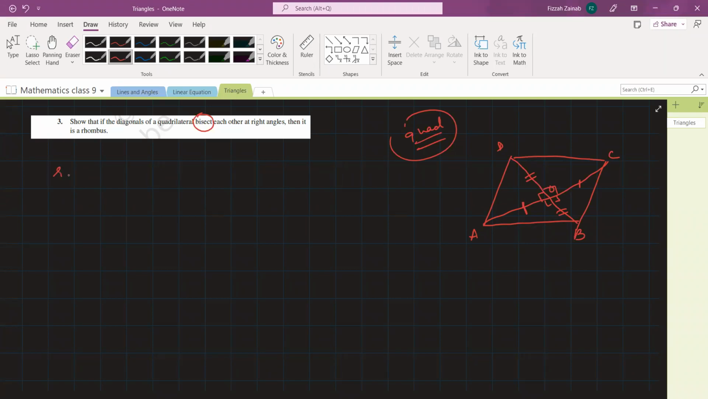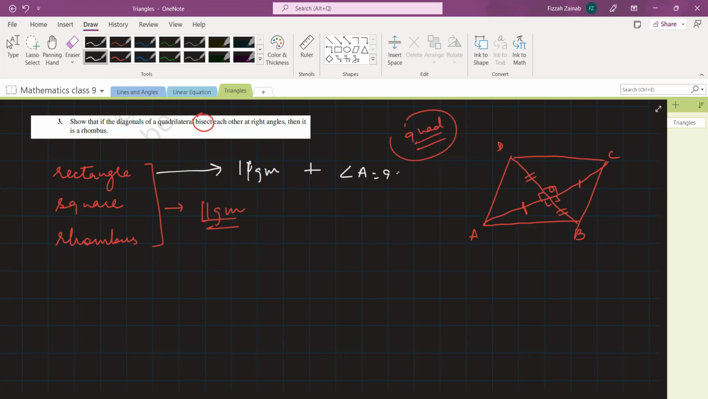Now, if you remember, look again. Rectangle, plus square and rhombus. First of all, they all are parallelograms. Is that clear? Yes? Okay. Now, in any question, as I told you, if any quadrilateral is given and you have to show it is a rectangle, the first step is you will show that it is a parallelogram, right? And plus one angle 90 degrees. Understood?